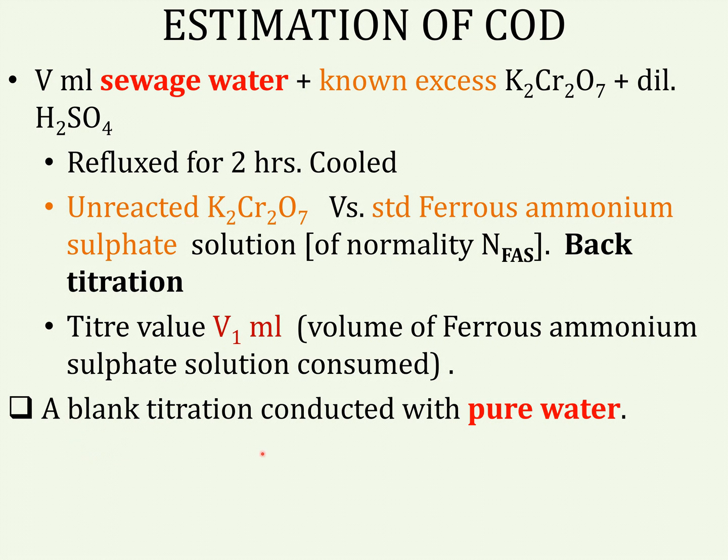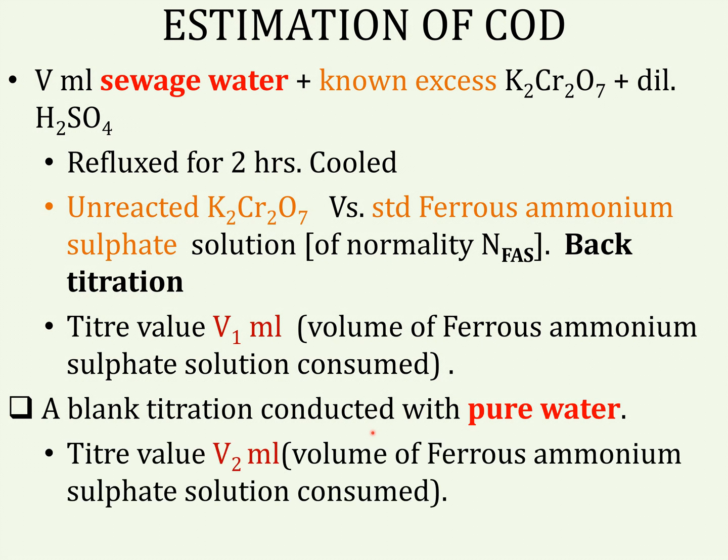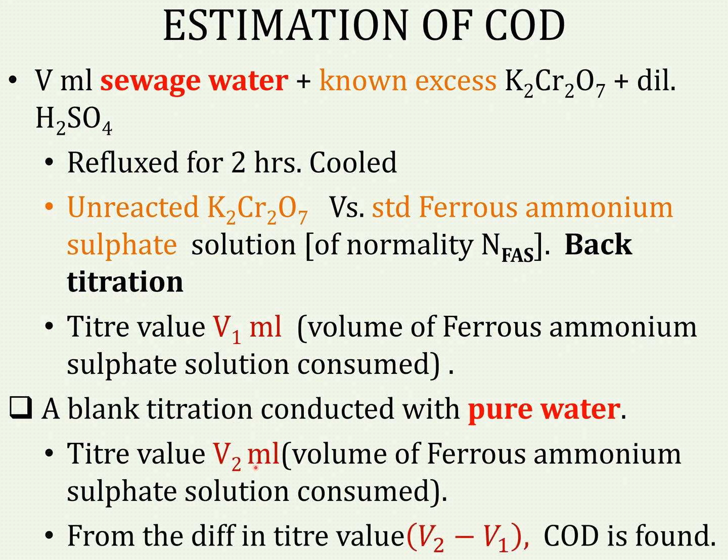Now, the second experiment has to be done, the same procedure with the same measured quantities of the reagents, conducted with pure water in the place of sewage water. Well, we know that pure water does not contain any organic waste. So, whatever dichromate is added to the solution will remain as such. It will be unreacted, and that unreacted potassium dichromate is now titrated against ferrous ammonium sulfate. The value is noted, which will be higher than V1, which is V2 here. So, take V2 minus V1 and COD is found. So, that is the idea here.